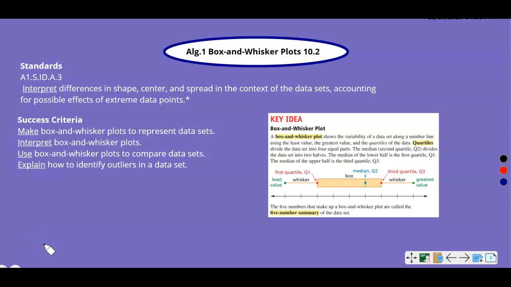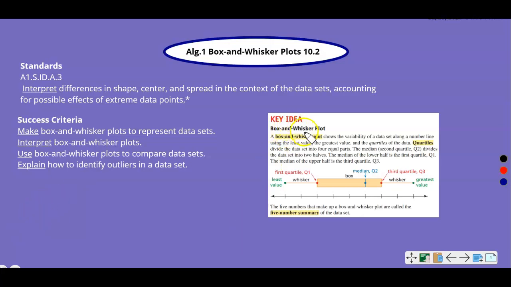Today we're going to be looking at box and whisker plots. So you can see here's the state standard that this goes along with, and here's the success criteria. You need to be able to make a box and whisker plot to represent data sets. You want to be able to interpret a box and whisker plot, use box and whisker plots to compare data sets, and explain how to identify outliers in a data set.